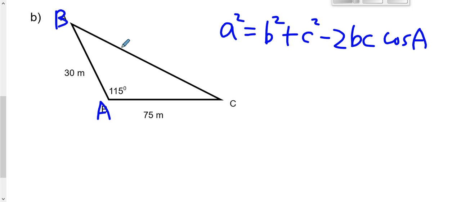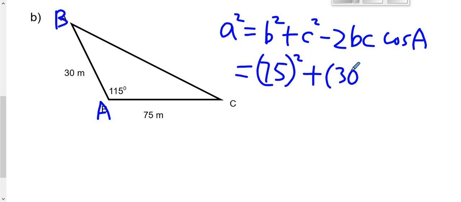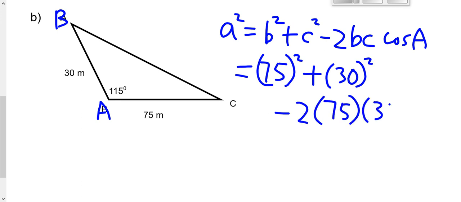So I'm looking for this side here. My B is 75, my C is 30. So 75 squared plus 30 squared minus 2 times B, which is 75, and C, 30, and then cos A, which is 115 degrees.